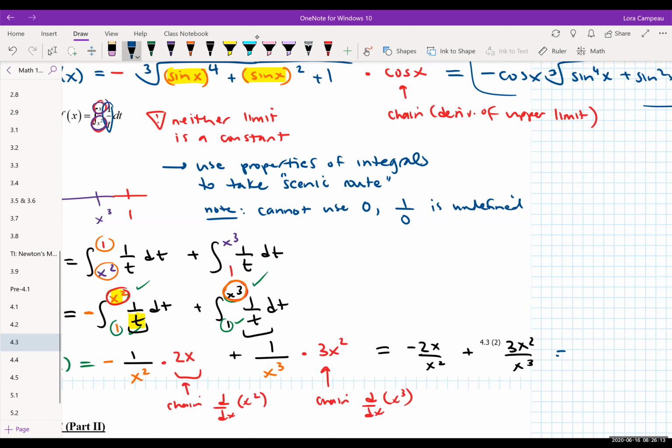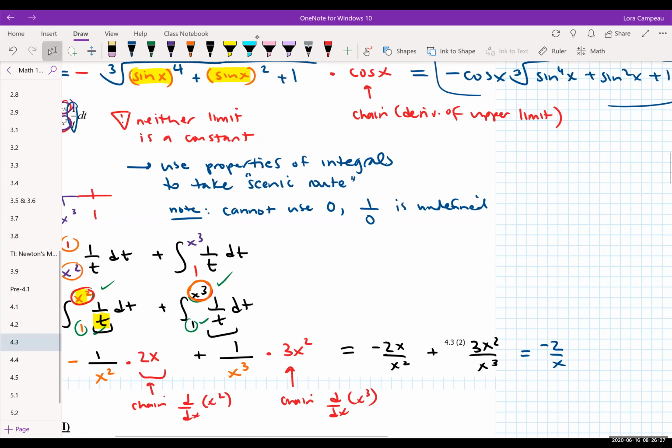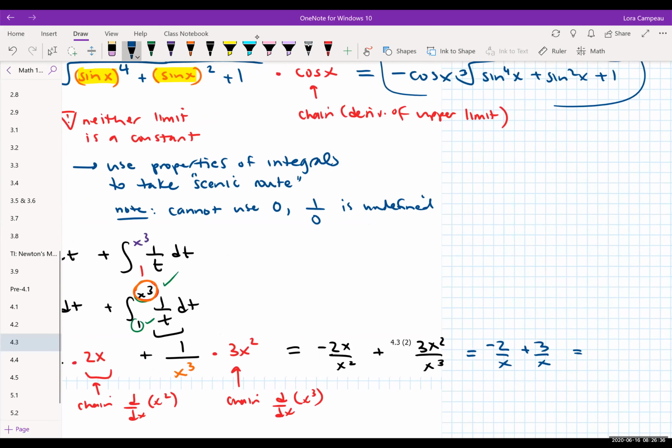One more thing, just simplify. Dividing with the same base, you can play with the exponents. So what we really have is negative 2 over x. And then 3x squared over x cubed is plus 3 over x. And now those happen to be like terms. So guess what? Combine them. We end up getting 1 over x. Interesting.